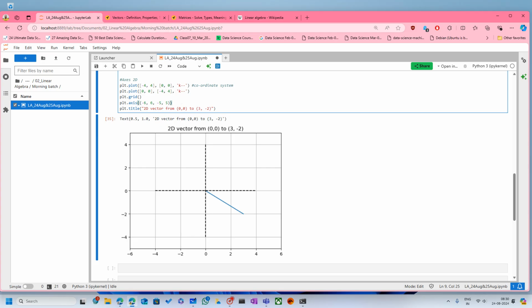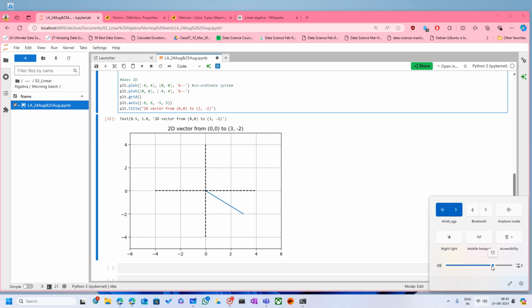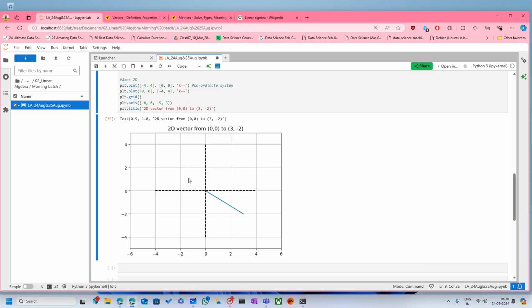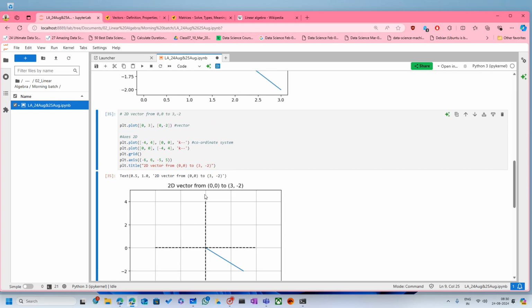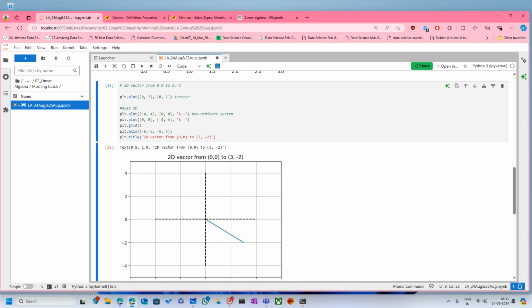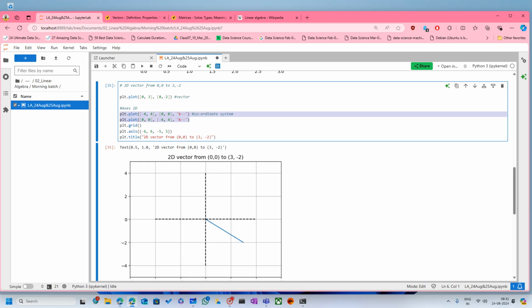When we are actually plotting the vector there, the blue line, can you just scroll it down a bit? So there, plt.plot: now 0 comma 3 is one point and 0 comma minus 2 is another point, right? The way you are plotting this is correct. 0 comma 3 is one point, and 0 comma minus 2 is another point.